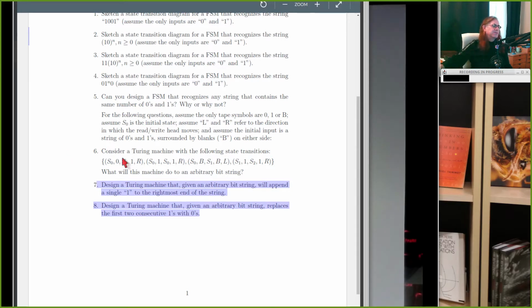So: append a single 1 to the rightmost end of the string, or replace the first 2 consecutive 1s with 0s. This is a good one that gets you into the idea of different states, right? First state, we're looking for a 1. Next state, we found a 1, we're looking for a second consecutive 1. Third state would be, hey, we found 2 consecutive 1s, let's go back and replace them with 0s, and that would have a few states to it, and then you could exit the machine at that point. Have the machine halt.